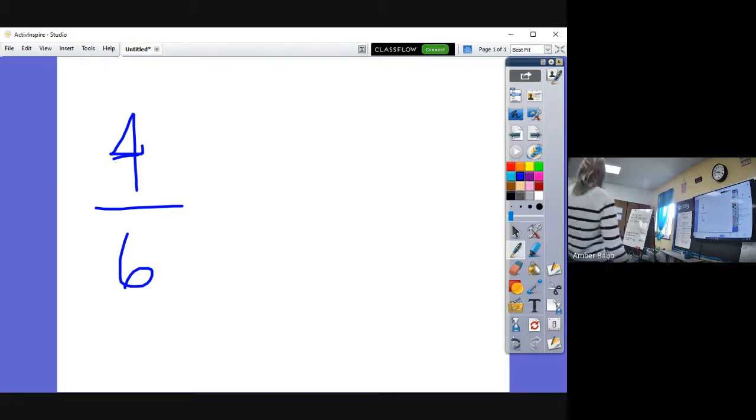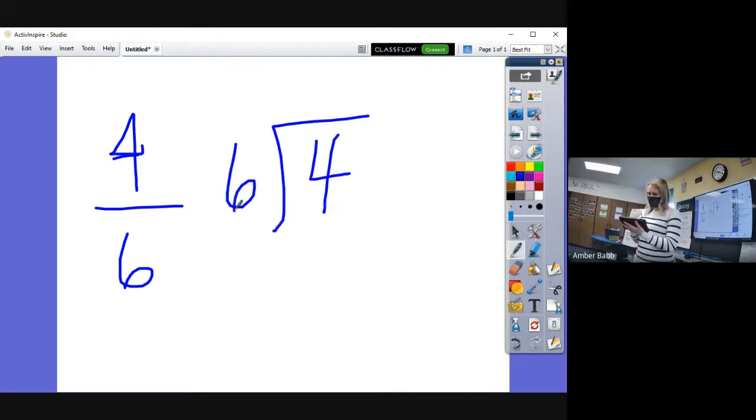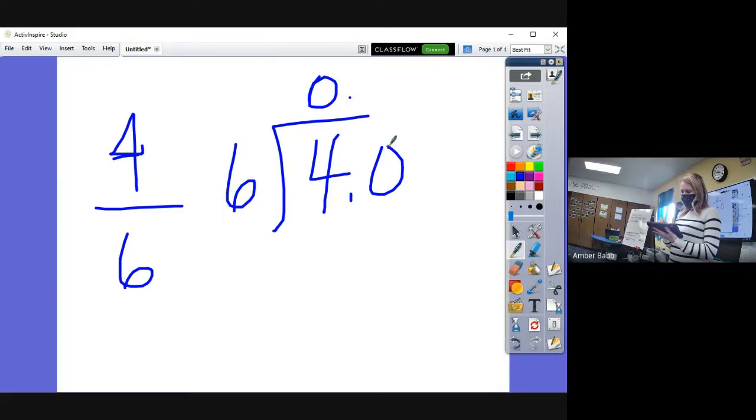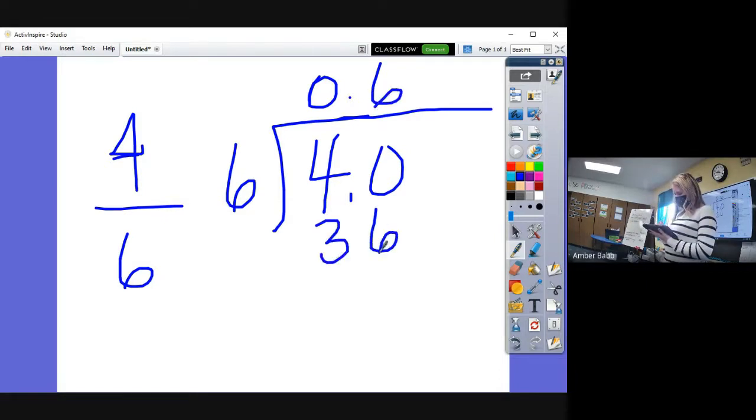Go, Sean. All right. So I would do 4 divided by 6. I can't do that, so I'm going to put a 0. Give me my decimal points. 6 into 40. What's the closest I can get? 6 times 6 is 36. I subtract that and I get a 4.